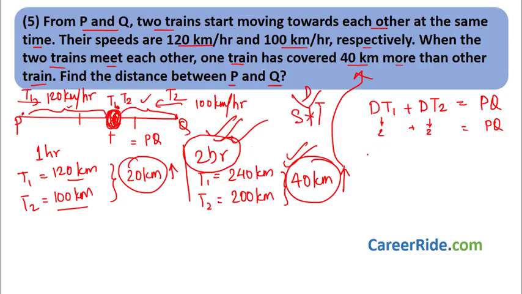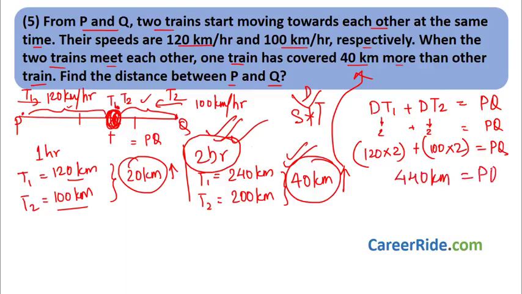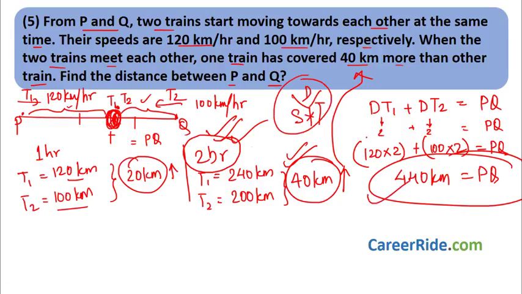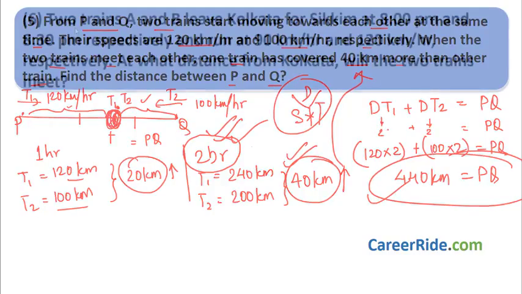What is the speed for the first train? 120. How much time does it travel? 2 hours. Plus, what is the speed for the second train? 100. How much time does it travel? Again 2 hours. That would be the distance between P and Q. This is 240 plus 200, it is 440 kilometers. By common logic and by DST, which is the speed distance time formula, we were able to solve the sums on trains. Moving to next question.